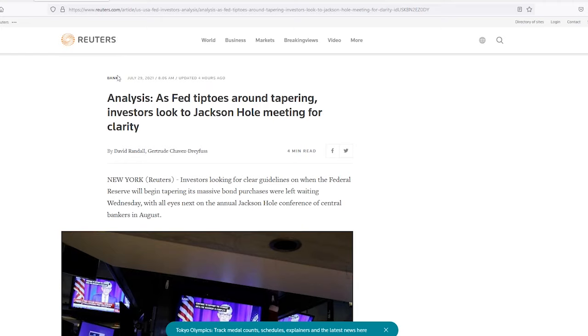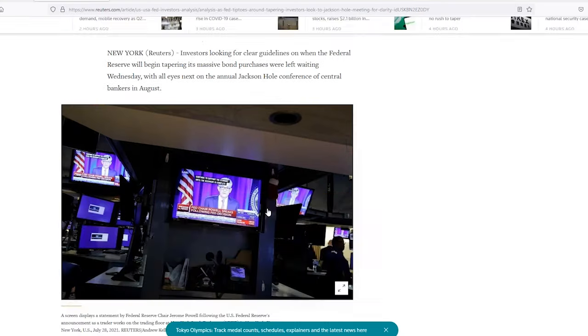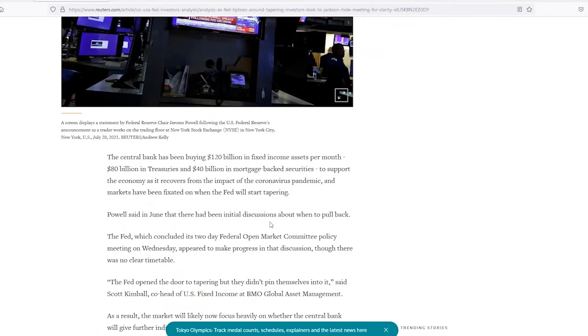Here's another headline: as Fed tiptoes around tapering. That's what we just talked about. Tapering is tapering off the stimulus measures, the bond buying program. They're tiptoeing around it, meaning they're not going to taper yet. Investors looked at Jackson Hole meeting for clarity. Jackson Hole is a meeting of bank professionals that will be next month. And so that's the focus now that the Fed says, hey, we're not planning to cut any measures.